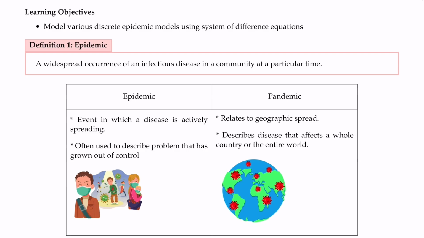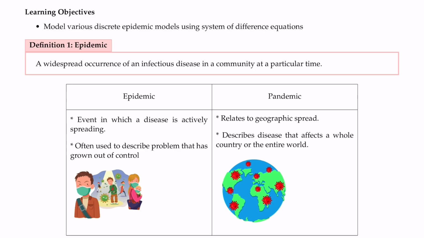So definitions about epidemic, which is a widespread occurrence of infectious disease in the community at a particular time. And there are some differences between epidemic and pandemic. So for epidemic, that is an event in which the disease is actively spreading, whereas pandemic relates to geographic spread. In addition, epidemic is often used to describe a problem that has grown out of control. On the other hand, pandemic describes disease that affects a whole country or the entire world.